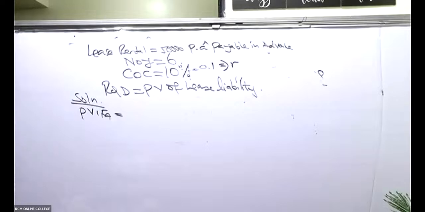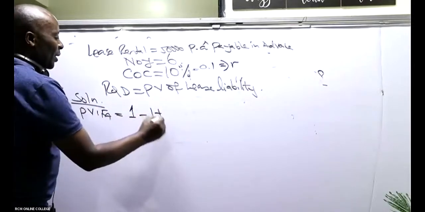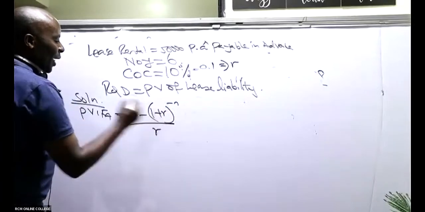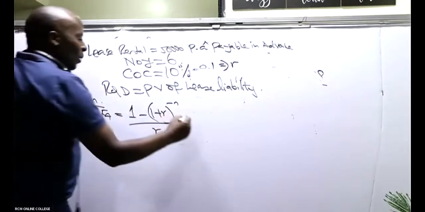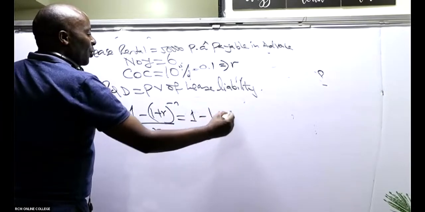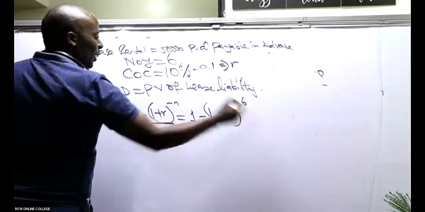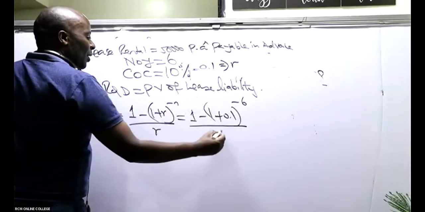I will simply go ahead and get my PV the normal way. So my PV here will be 1 minus this simple formula, and then we divide everything by R. So this will be 1 minus (1 plus 0.1), because R is 0.1, raised to minus 6. And then we divide everything by R, which is 0.1.